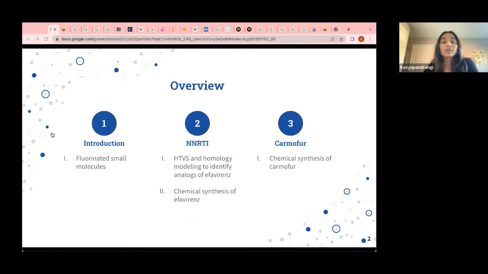Okay, so I'll give a short introduction to fluorinated small molecules and specifically antivirals, and then I'll go more in depth into the application of these fluorinated antivirals to treat HIV/AIDS, which is our NNRTI work, and to treat COVID-19, which is the carmofur work.